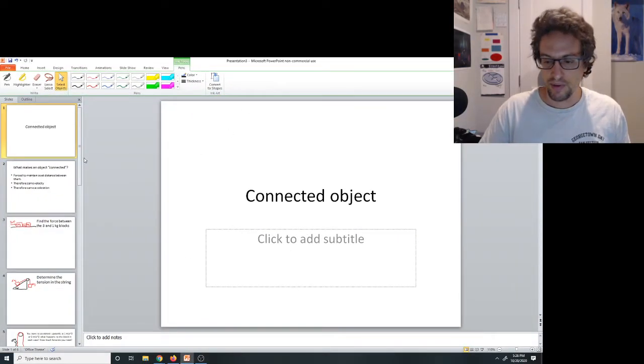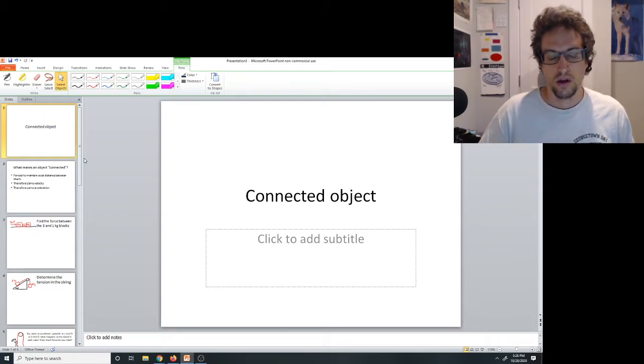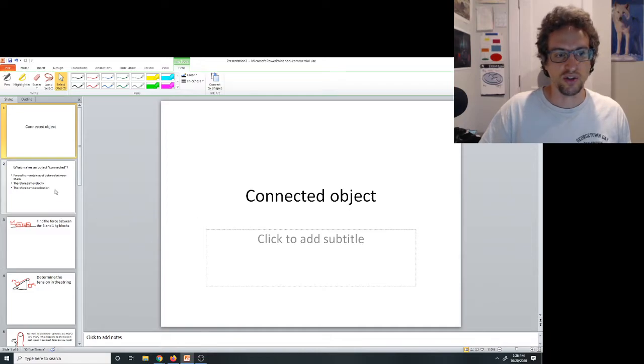All right, guys, we're going to talk about connected objects here. These are one of the more complex, I don't know if complex is the right word, more intense problems with a lot more steps than a lot of other force problems because we're dealing with multiple objects here.